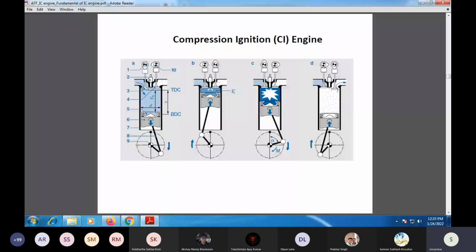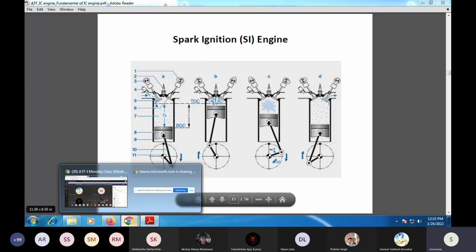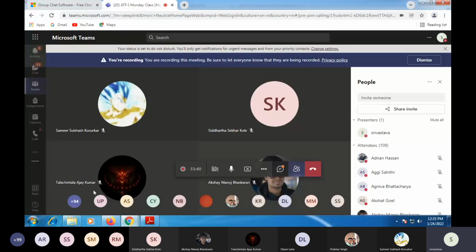Okay, so with this description and the description of the previous class, now the question is: what is the difference between the 4-stroke spark ignition engine and the 4-stroke compression ignition engine? Can you tell me some of the differences between the 4-stroke spark ignition engine and the 4-stroke CI engine? Any difference?